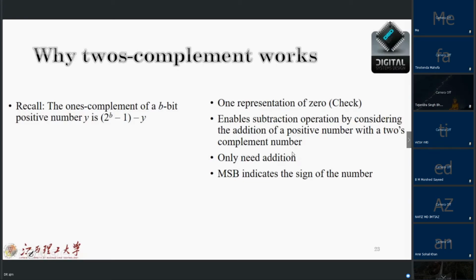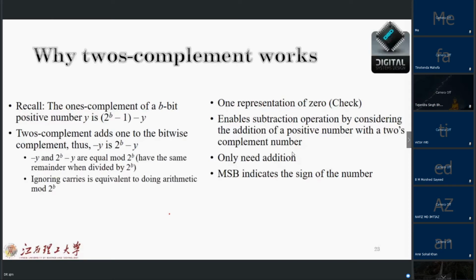We have the same mathematical proof for 2's complement, and it shows how it works. Here, the basic analysis is based on a positive number y with b bits, which we put inside this formula: 2 power b minus y is our 2's complement. We have only one representation of 0, and we can perform subtraction by adding a positive number to a 2's complement number. We only need addition. The MSB also indicates the sign of the number. The 2's complement is 2 power b minus y, and this number has the same remainder when divided by 2 power b.